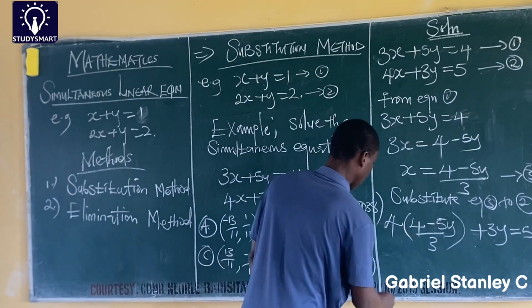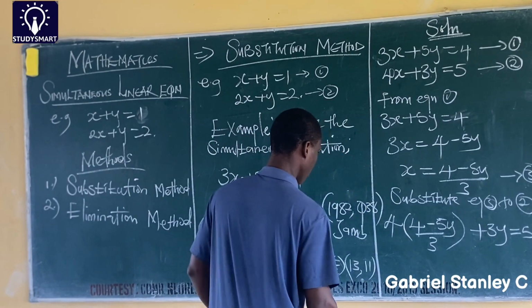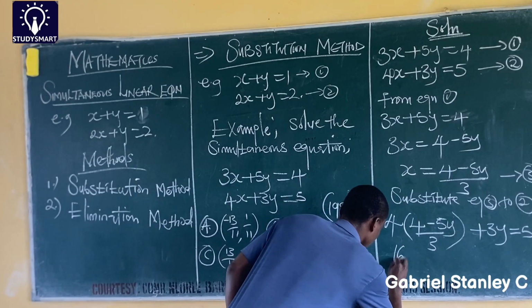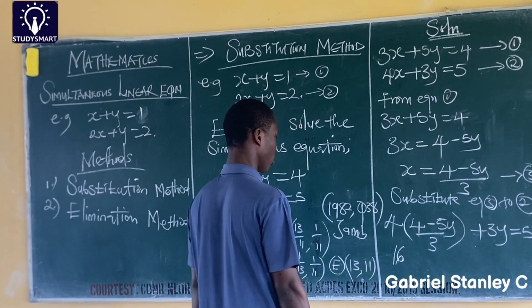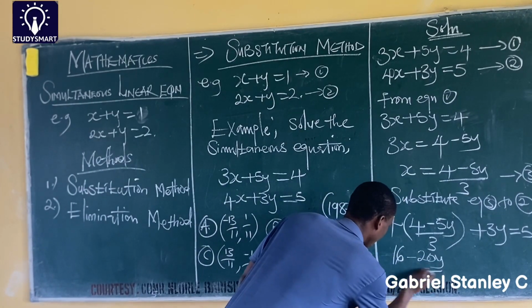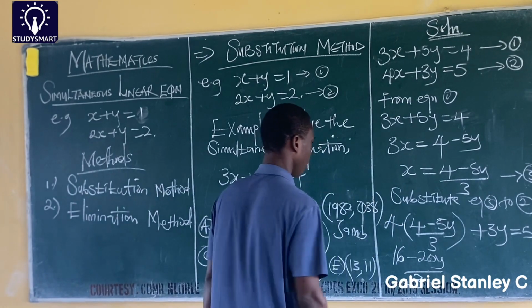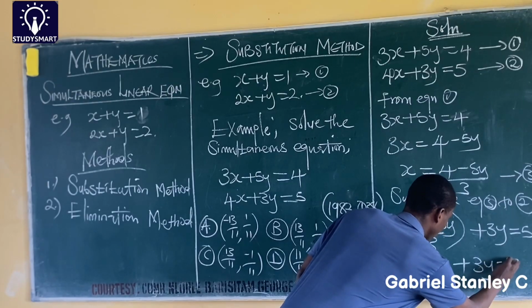So if I open this bracket, 4 times 4 is going to give us 16. 4 times minus 5y is going to give us minus 20y. And I have over 3 here, plus 3y equal to 5.